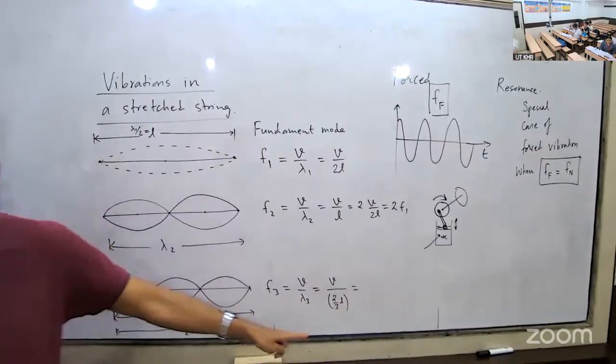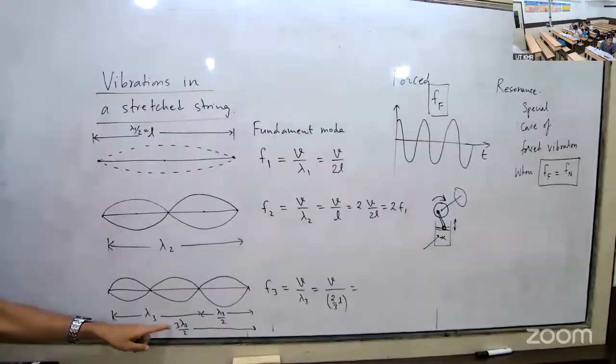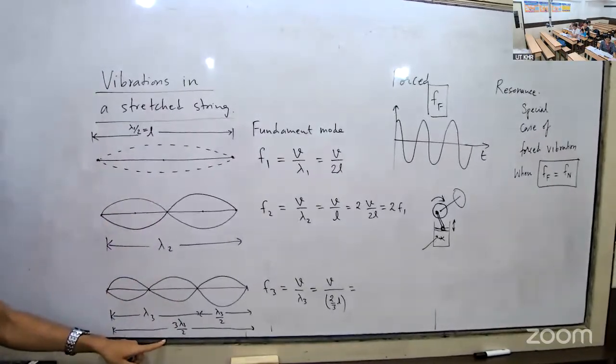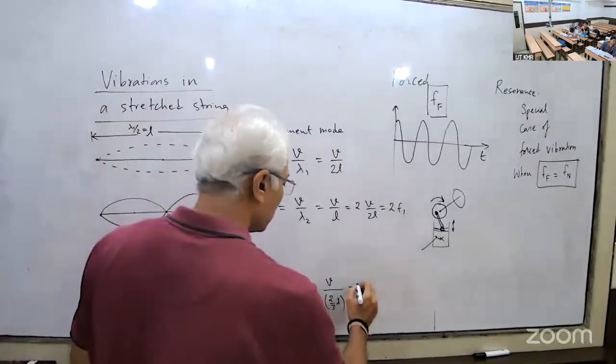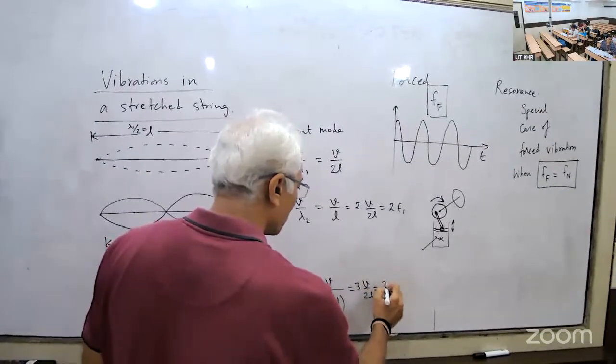Are you with me? What is lambda 3 now? 2 by 3L. Because 3 by 2 lambda 3 is equal to L. What is lambda 3, in terms of L? 2 by 3L. So you get 3 times v by 2L. That is your 3F1.